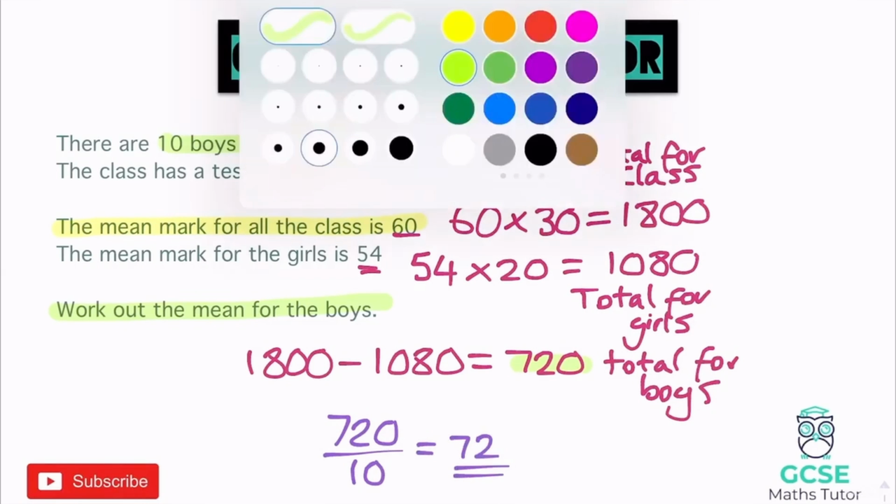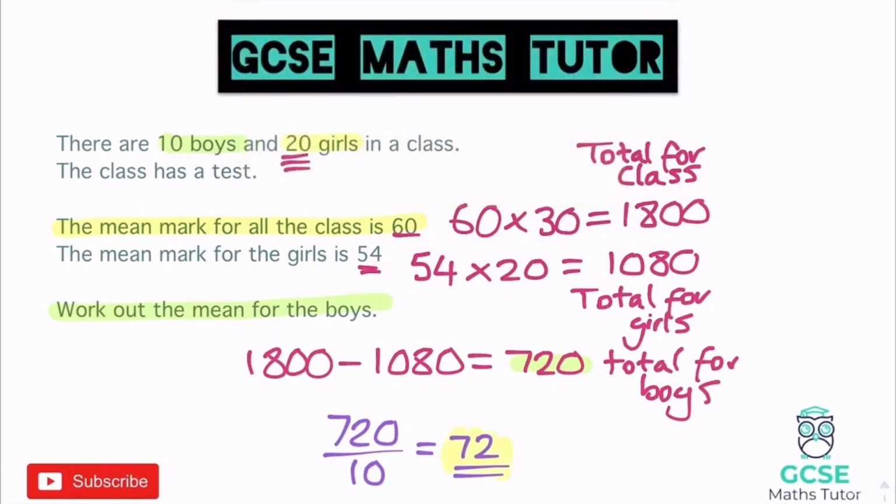And just thinking about what we did there, just working backwards through the question, multiplying the means by the amount to get the totals, and then using a bit of logic there to find out therefore what the total for the boys must have been, and then just working out the mean as normal.